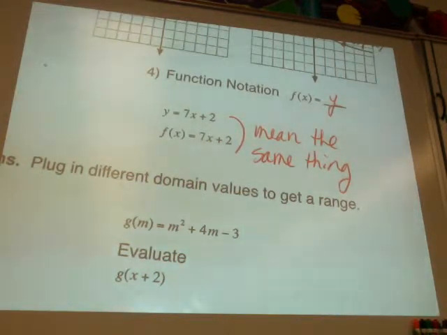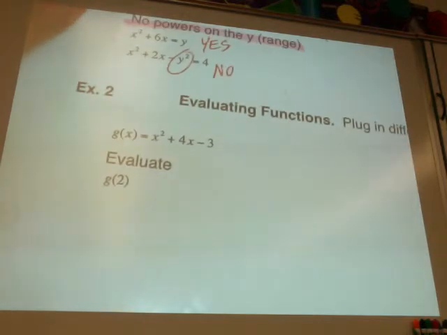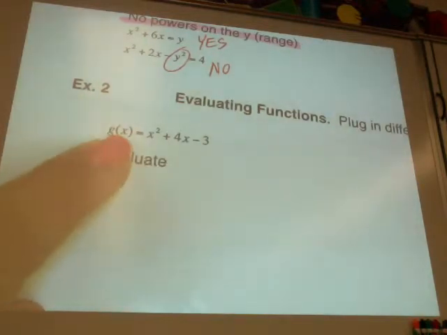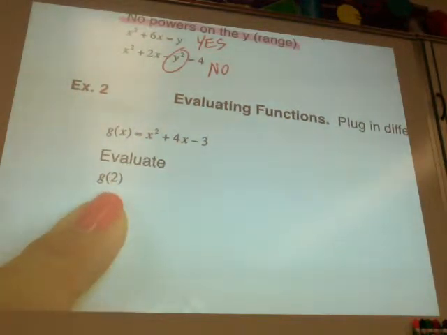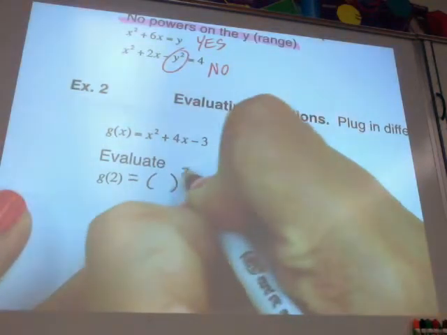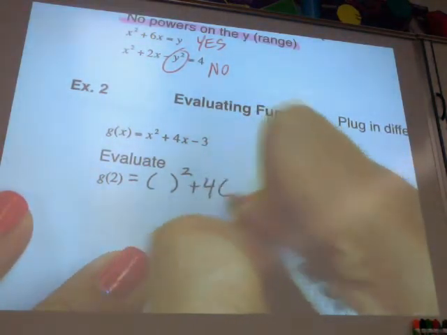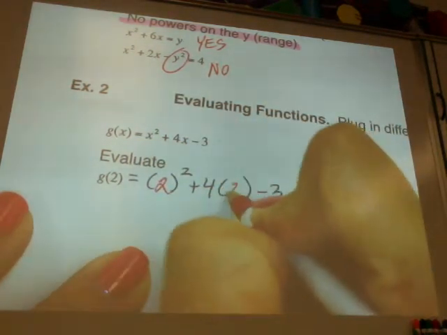Okay. So then let's look at example 2. Now we're going to evaluate some functions. You're going to plug in different domain values to get a range. So here they're giving you the function in function notation. So g of x is equal to, everywhere that you see an x in this equation here, this one is saying to do what with it? Replace every x with a 2. So instead, I've got g of 2 means I'm going to take every x and put substitution parentheses in. So I'm rewriting the original function up here, but instead of x, I'm going to replace it with a 2.